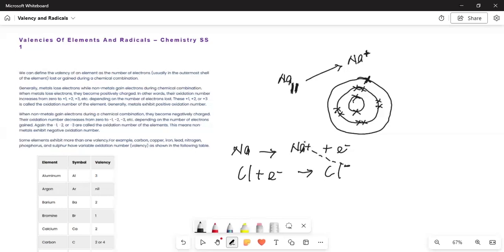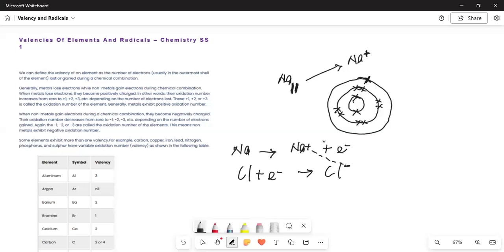And because this attraction occurs as a result of loss of an electron and gain of an electron by sodium and chlorine respectively, we can also define valency as the combining power of elements. Whenever there is a combination between atoms, it happens as a result of the valence of the elements. Usually metals will lose electrons, while non-metals will gain electrons. We can therefore also define valency as the combining power of an element.